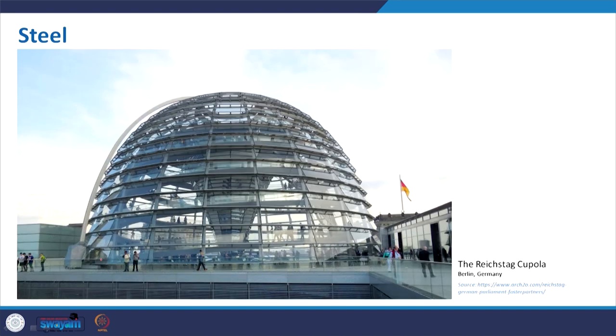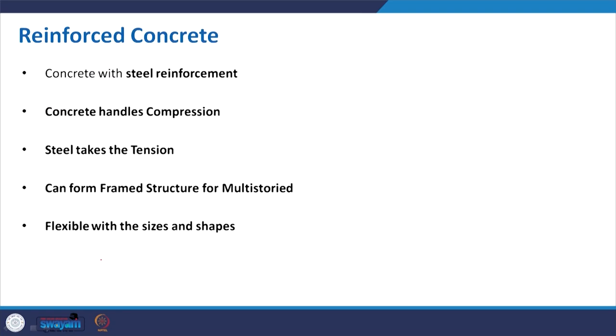Coming to the other one, this is again a reef structure where mainly the structure is formed with the steel, and then the glass is just to cover it up. So, the Eiffel Tower and this building in Germany are examples where steel was used as a material.